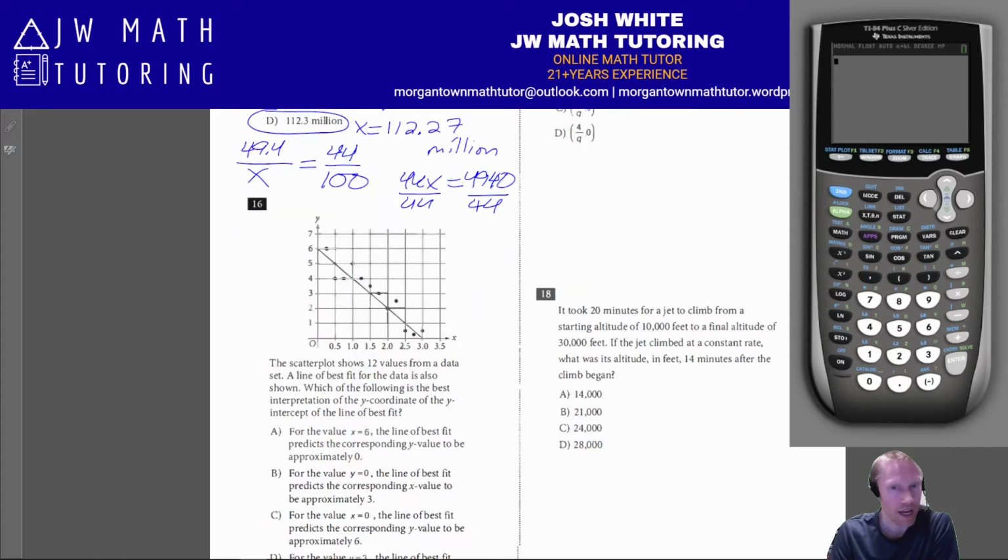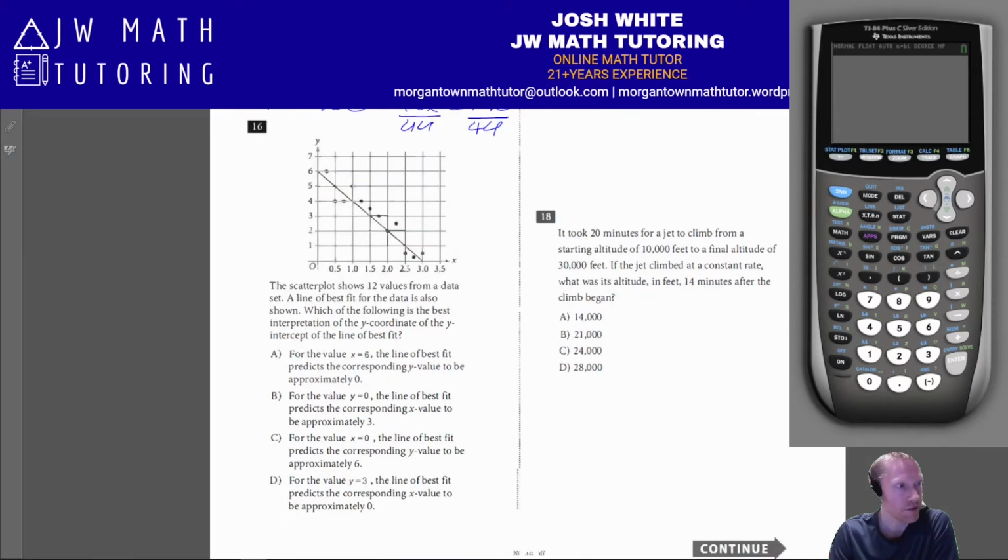Okay, below that we have problem number 16. Here we have another kind of best fit line, with a bunch of points also drawn on the graph. And in this one, it's asking for the best interpretation of the y-coordinate of the y-intercept. So the y-intercept is going to be right up here. Notice the value is 6 for the y-coordinate. And notice that the corresponding x value for this is 0. So in other words, the y-intercept is at the point 0, 6.